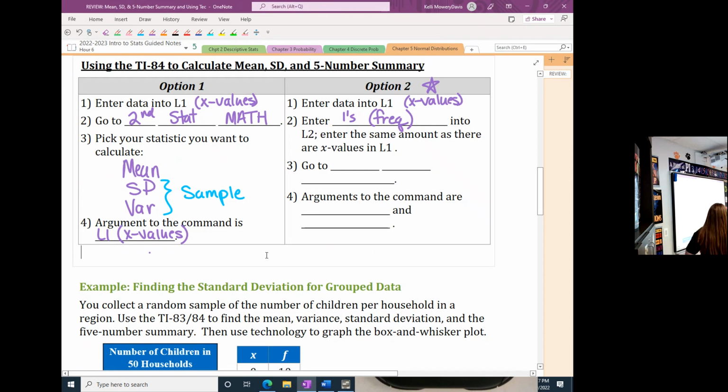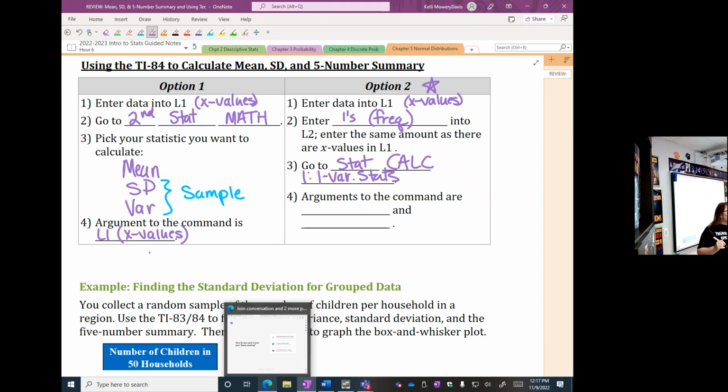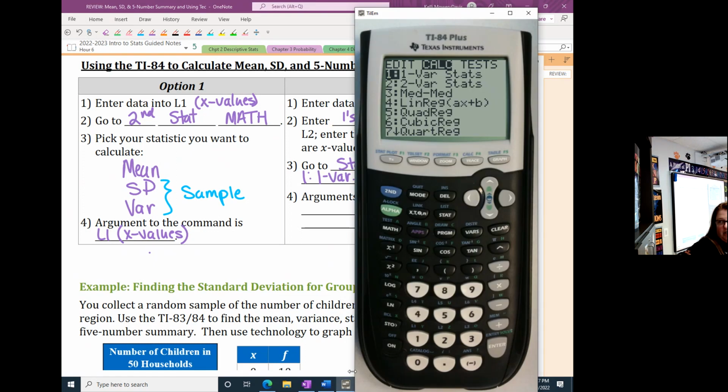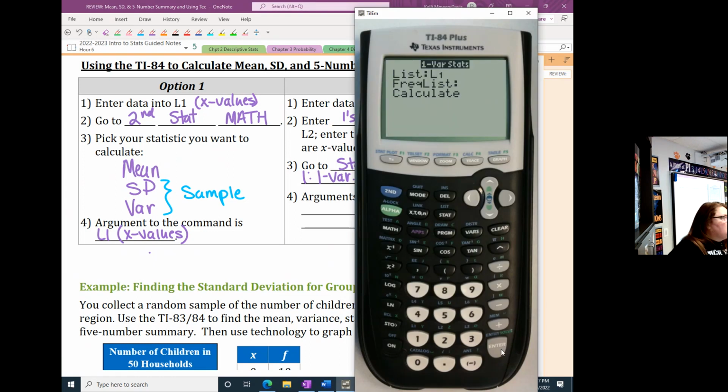So first of all, before you do it, write it down. We're going to go to stat, calculate, number one, which is one variable stats. Okay, if you have an older calculator, yours may look a little different than mine. If you're borrowing one of mine, it looks like this. If you have an older one, just let me know. Anyone in here not have that prompt? Everybody has the prompt on their calculators?